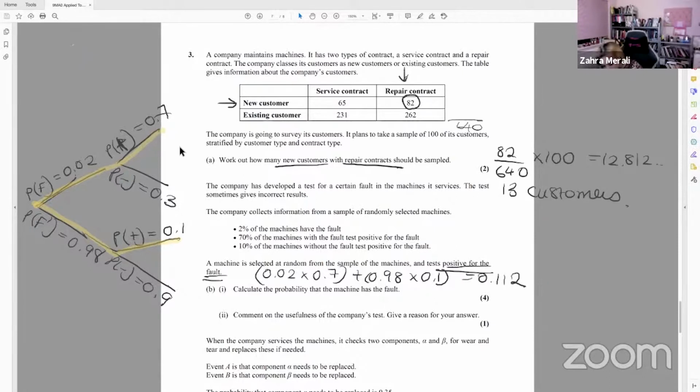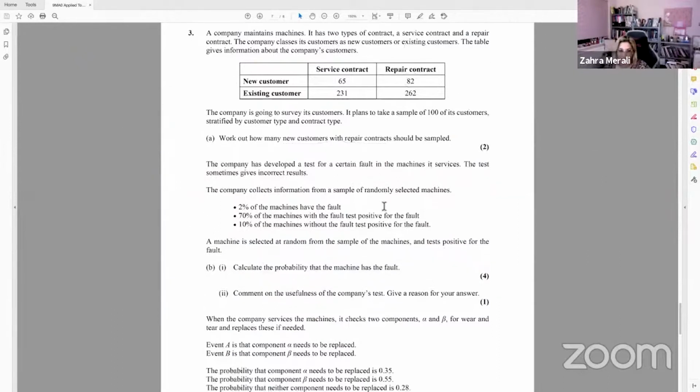And now we're saying out of that, calculate that they have a fault. So having a fault is just the top bit, which was 0.014. So this is going to be 0.014 out of 0.112. Stick that into my calculator and it gives you 0.125. Now that is not great as a percentage. Okay, that's the next bit; I hadn't read that. Comment on the usefulness of the company's test. Well, I'd say most machines that test positive do not have a fault. So it's not a very useful test. I mean, you can see that quite obviously.